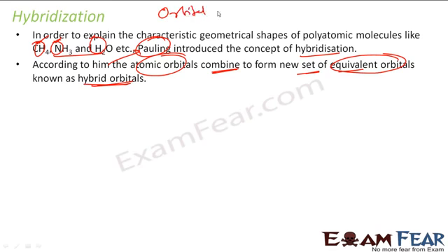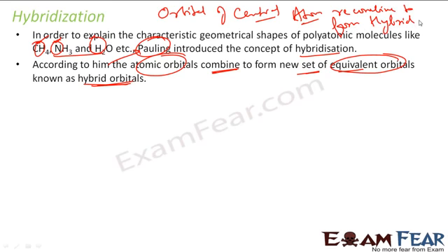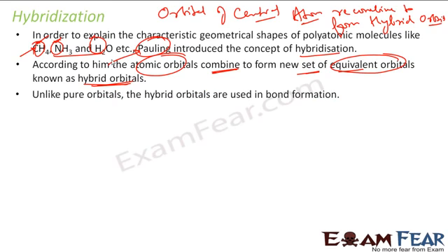That means the orbitals of the central atom, generally this hybridization happens only for central atoms, recombine to form hybrid orbitals, and this is what hybridization says. Because the shapes of all these molecules could not be explained without it, Pauling introduced a new concept called hybridization. He says that the orbitals of the central atoms recombine to form hybrid orbitals, right? And we should not use pure orbitals, we should use hybrid orbitals for bond formation.